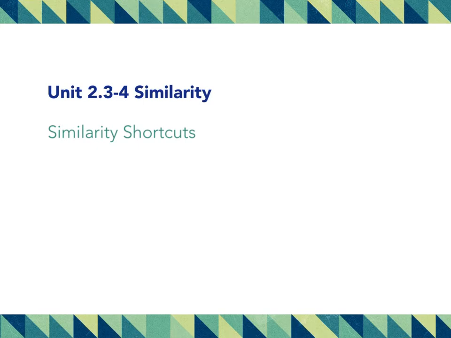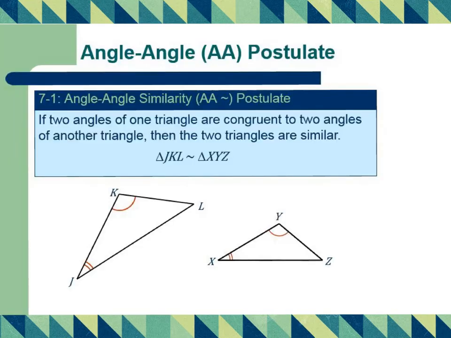This video is for Unit 2.3/4 Similarity Shortcuts. There are three main similarity shortcuts, and this is number one, and it's called the angle-angle postulate.